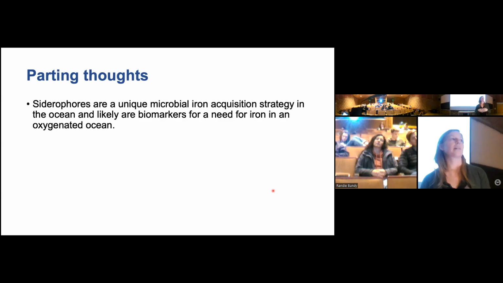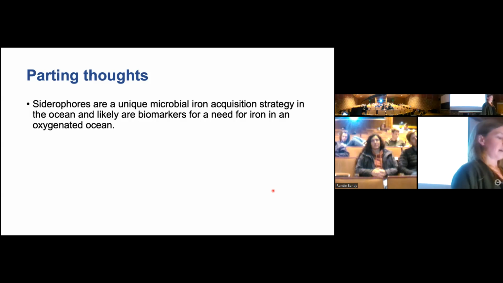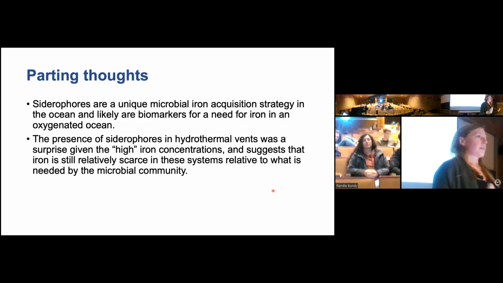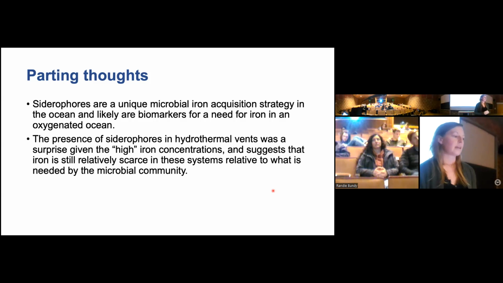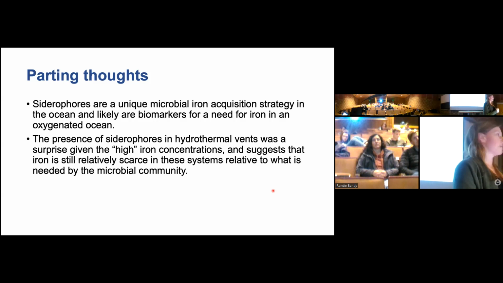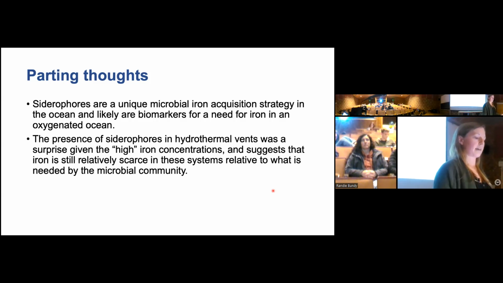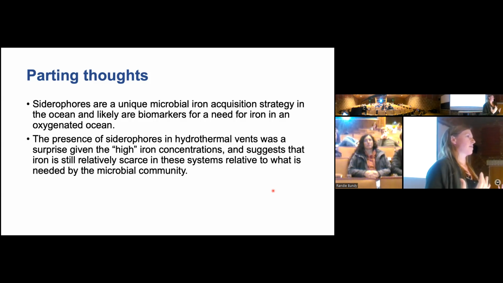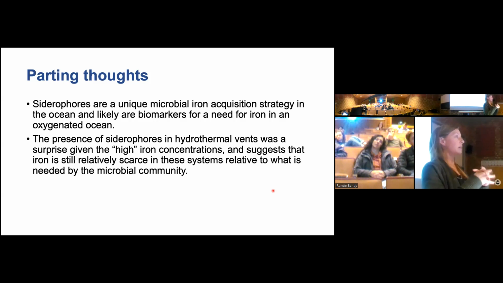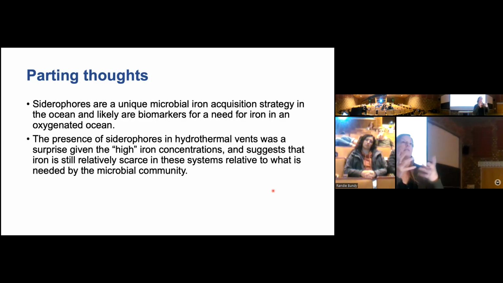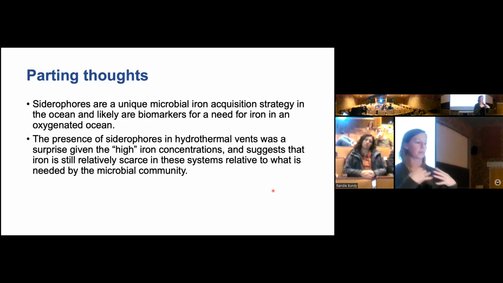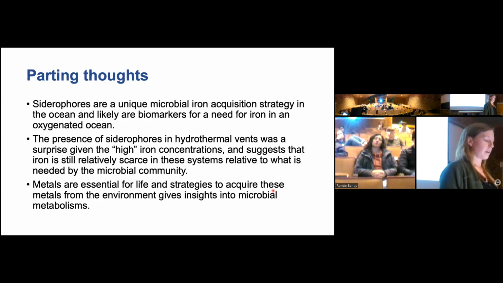I showed you early on that the average iron concentration in the ocean is about 100 times less than what most cells need. And so we seem to be finding siderophores everywhere we look. We also think that the presence of these compounds in hydrothermal vents specifically was a bit of a surprise given the relatively high iron concentrations, but it seems like they're ubiquitous, and iron might still be relatively scarce in these environments, or a lot of it is in particulate forms that are locked up in minerals. And so organisms are using these compounds to solubilize that iron and be able to access it and use it for their metabolisms.